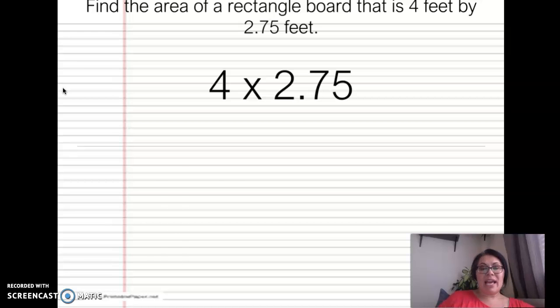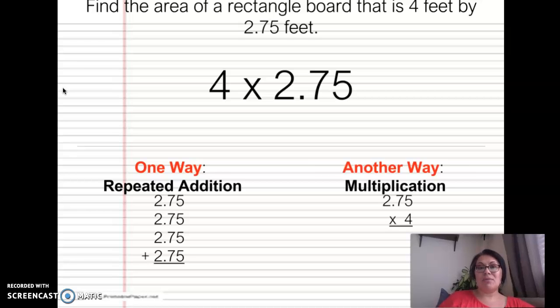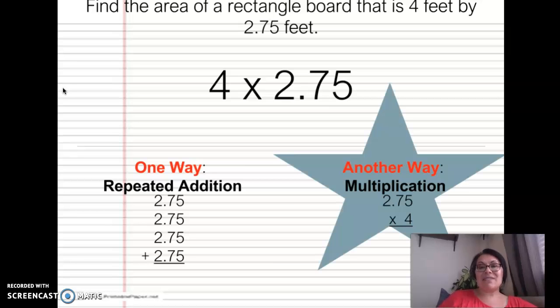So if we were going to solve this problem, we could do it two different ways. The first way would be using repeated addition. So I could add 2 7/500ths 4 times. Super easy, not very efficient, especially when we get into bigger numbers. If I had to do 2 7/500ths times 20, I don't really want to add it 20 times. That would be really difficult. So another way to do it is using multiplication. And that is in fact what we are going to focus on today.